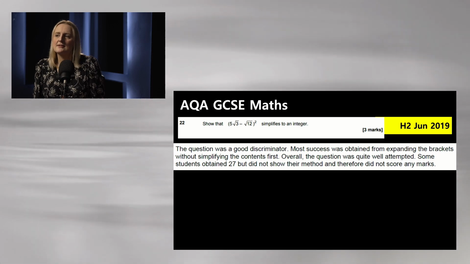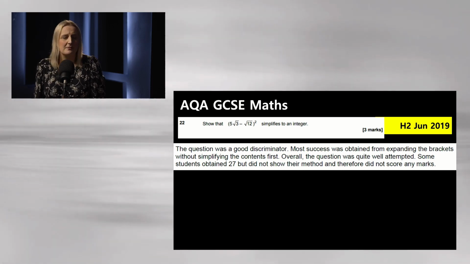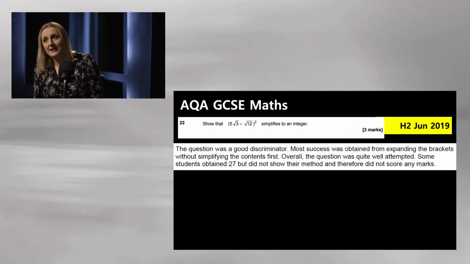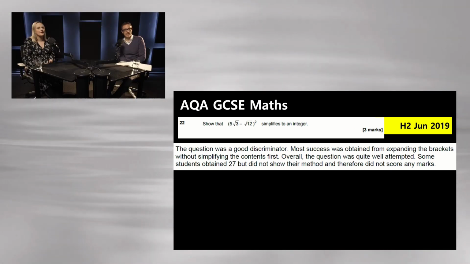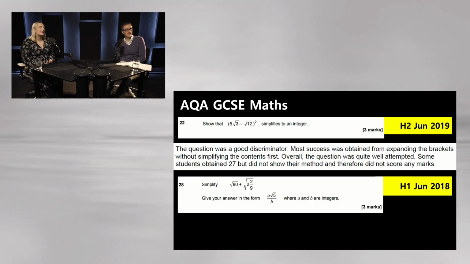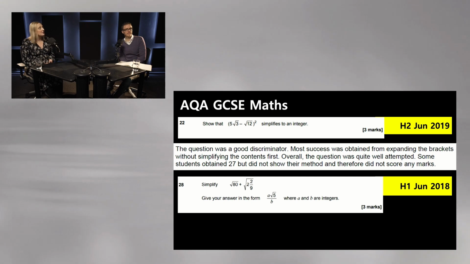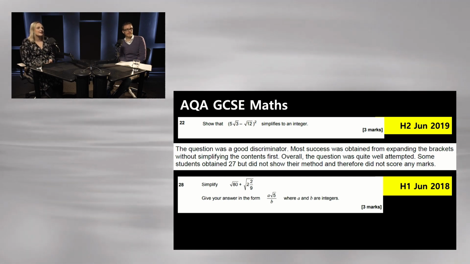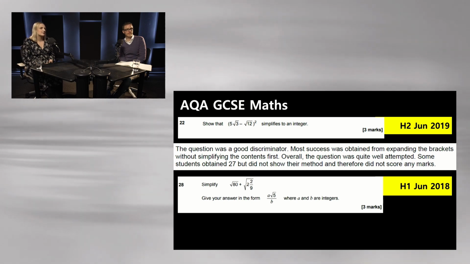So it's a good example of a show that question. So show your method. And it's unusual, a show that question that doesn't give you the actual answer at the end. Show that normally says what you're aiming for. And then another one where we have a mixed number under a root sign, so turn it into an improper fraction first, and then again some general surd work there.